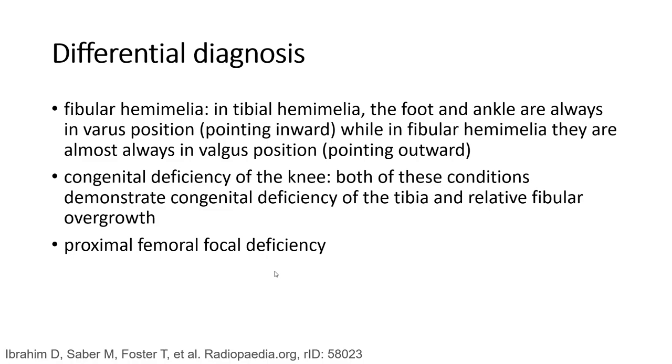Differential diagnosis: fibular hemimelia. In tibial hemimelia, the foot and ankle are always in varus position, while in fibular hemimelia, they are almost always in valgus position, pointing outward. Both of these conditions involve a congenital deficiency of the tibia and a native fibular overgrowth. Proximal femoral focal deficiency. Thank you.